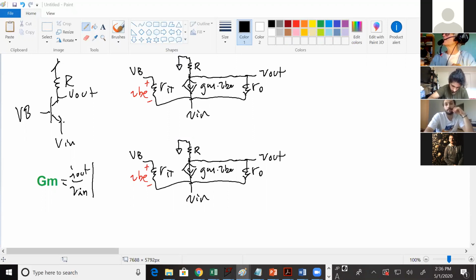But if we had, for example, in lab right now, you're using like -5 volts to +5 volts. -5 volts, that would be grounded.